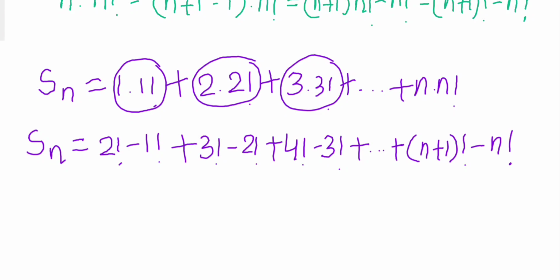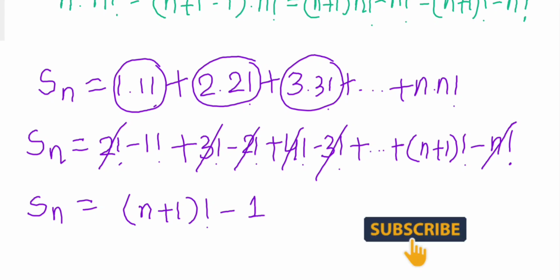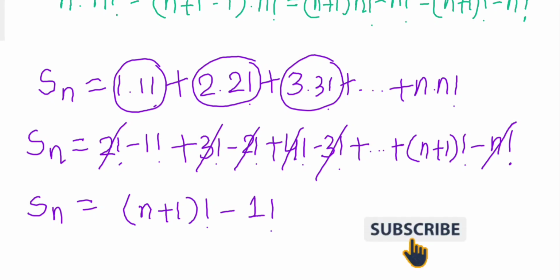If you observe here, you will see that some terms will cancel: 2 factorial will cancel, 3 factorial will cancel, 4 factorial will cancel. So all these terms will cancel each other. Finally, only two terms will be left: n plus 1 factorial minus 1 factorial, which will be our result.